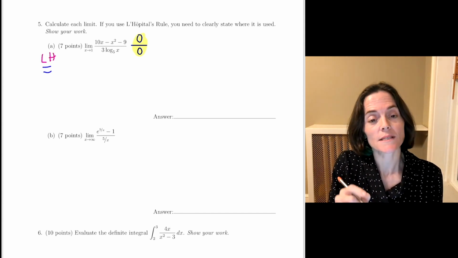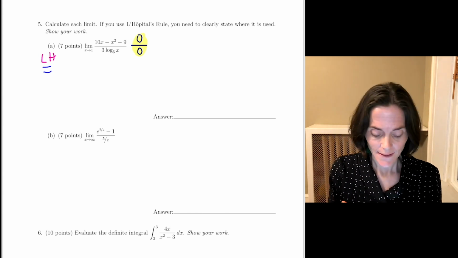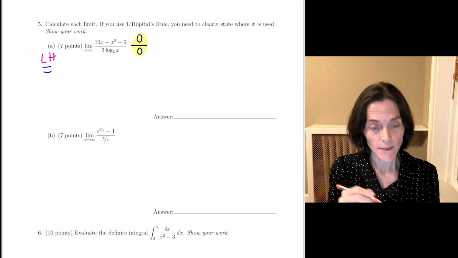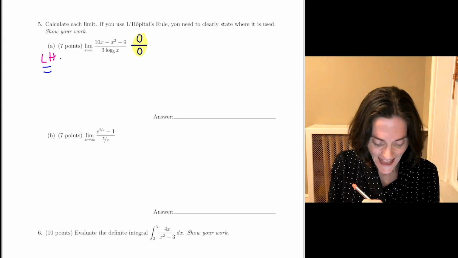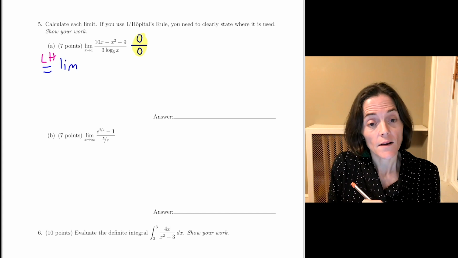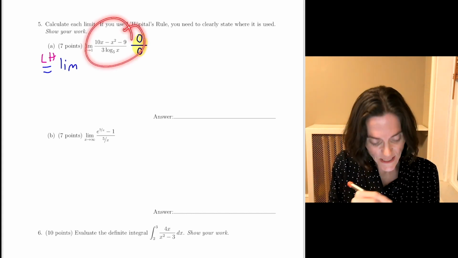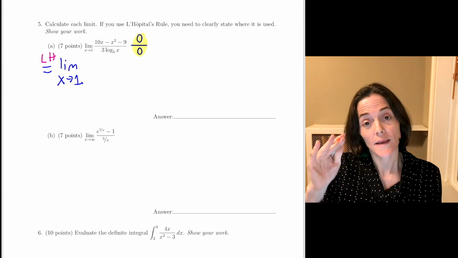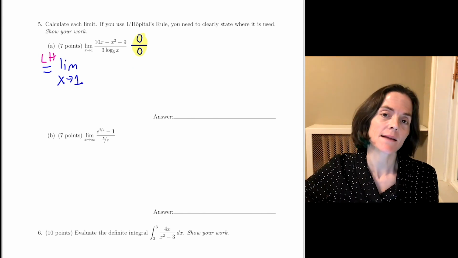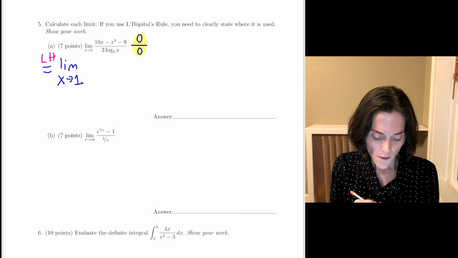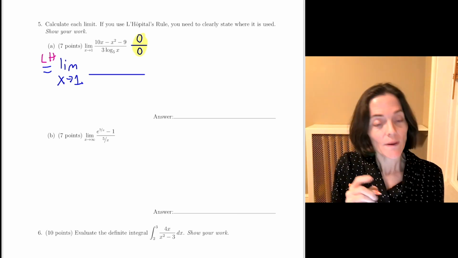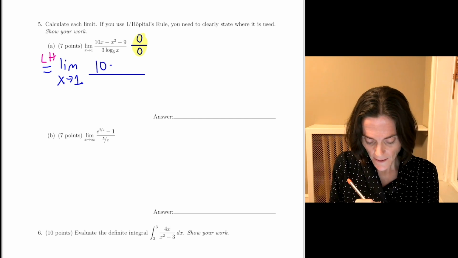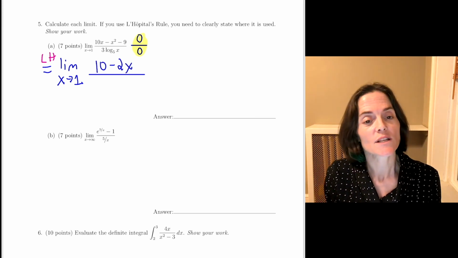Now, L'Hopital's rule says that two limits are equal. Not that this function equals another function, definitely not. But at 1, the limit as x approaches 1 of this will be equal to the limit as x approaches 1, where we take the derivative on the top and take the derivative on the bottom. So let's do that here. When I differentiate the top, I get 10 minus 2x. 10 minus 2x. Differentiate the bottom.